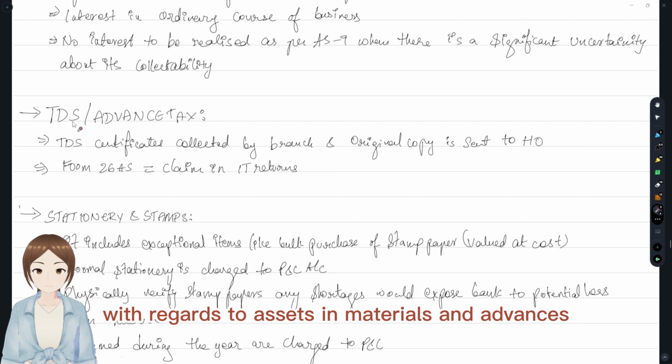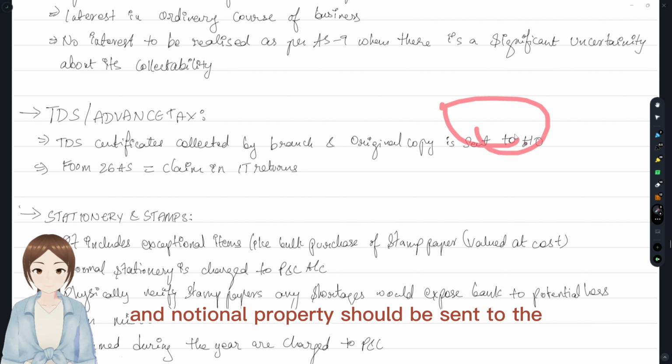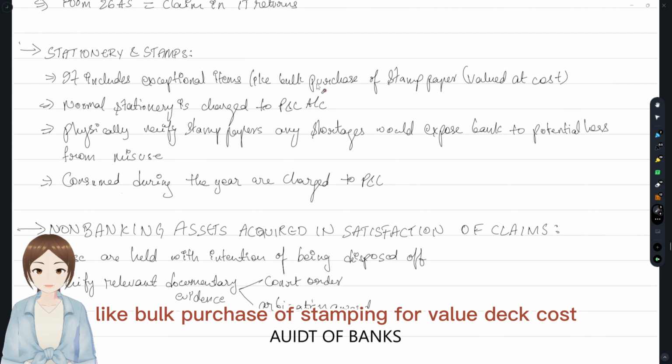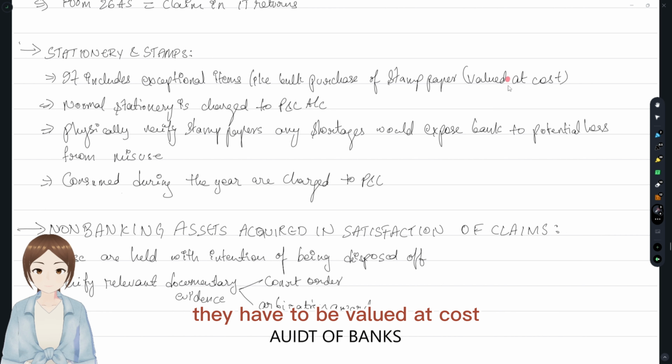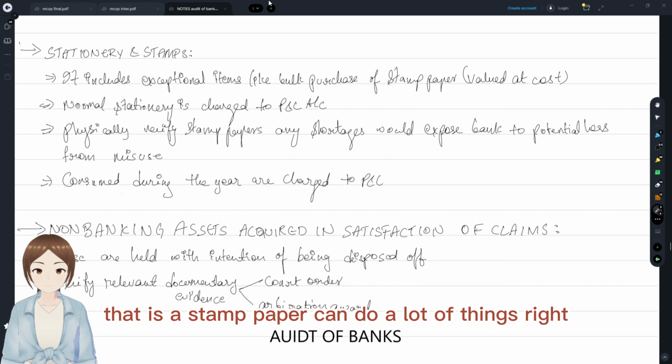With regards to assets in TDS and advances, what do you have to check? You have to check that Form 26AS has to tally with the claim in IT returns, and all the TDS certificates have to be collected by the branch, and the original copy should be sent to the HO. And with regards to stationery and stamps, it includes exceptional items like bulk purchase of stamp paper, valued at cost. They have to be valued at cost. And normal stationery is charged to the P&L. There are insignificant items, but you have to physically verify the stamp papers, and any shortages would expose the bank to a potential loss for misuse. That is, a stamp paper can do a lot of things, right?